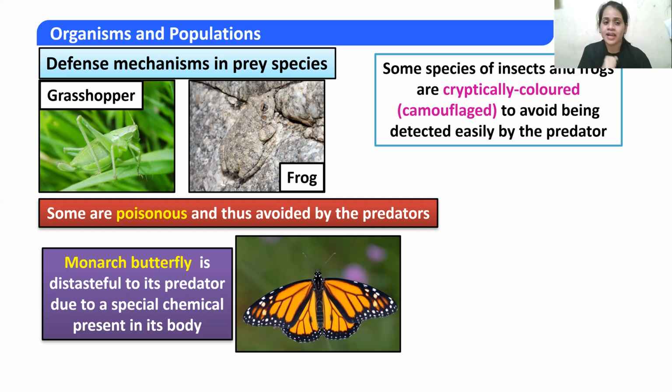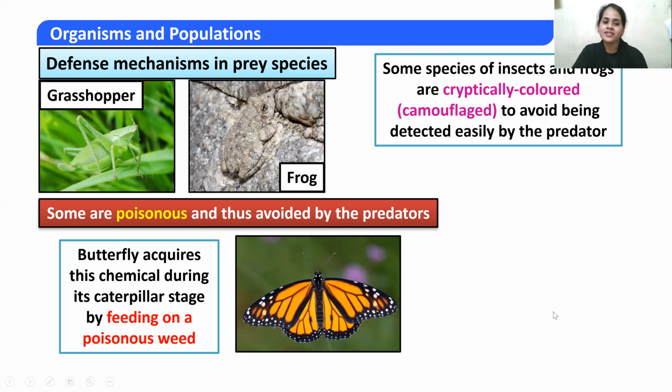The example for that is the monarch butterfly, which is distasteful to its predator due to a special chemical present in its body. So this is a butterfly which does not have a good taste, and obviously when we don't like the taste of a food, we don't tend to eat it, right? That's the thing where we do not eat much healthy, because junk is tastier. Anyway, jokes apart, this butterfly is distasteful to its predator due to certain chemicals, and that's why it is not eaten much by the predator.